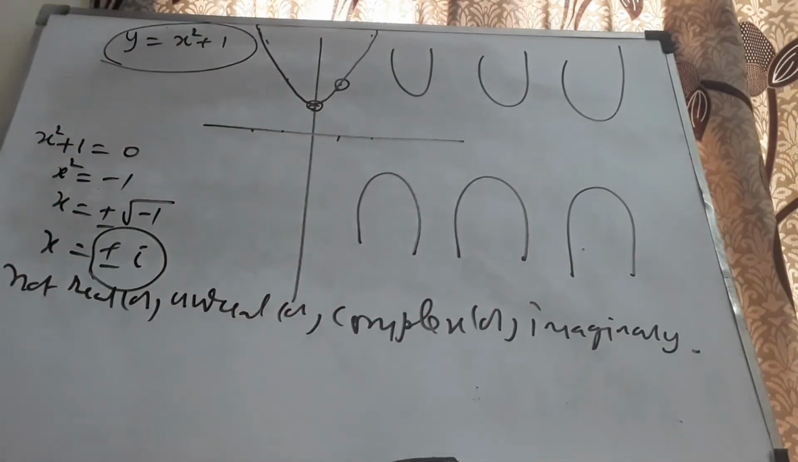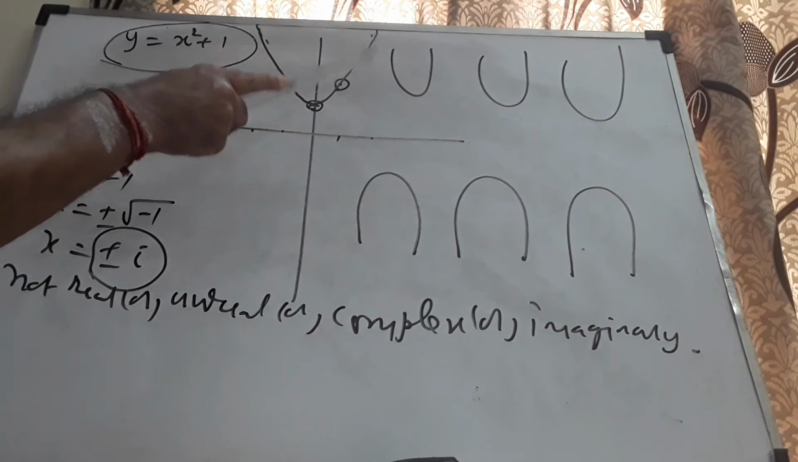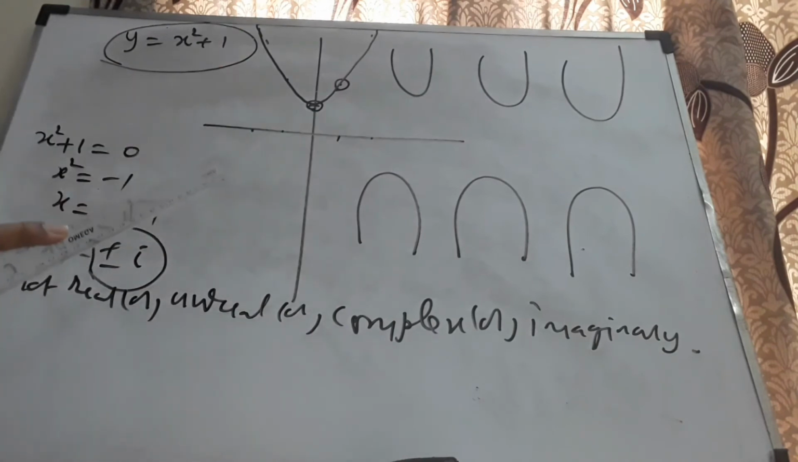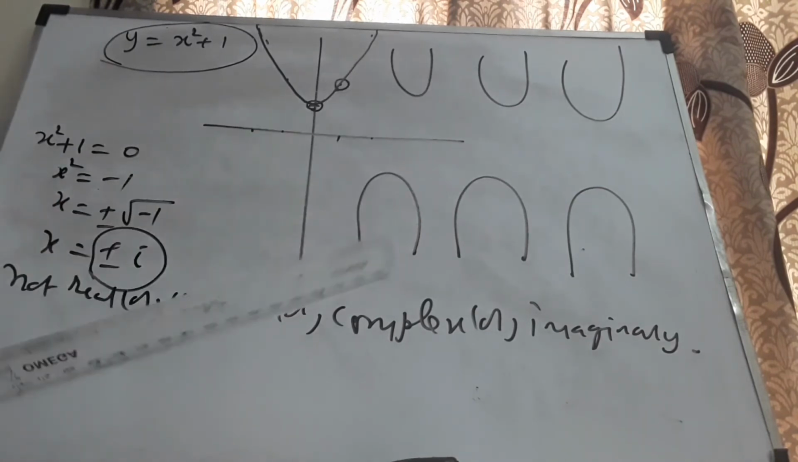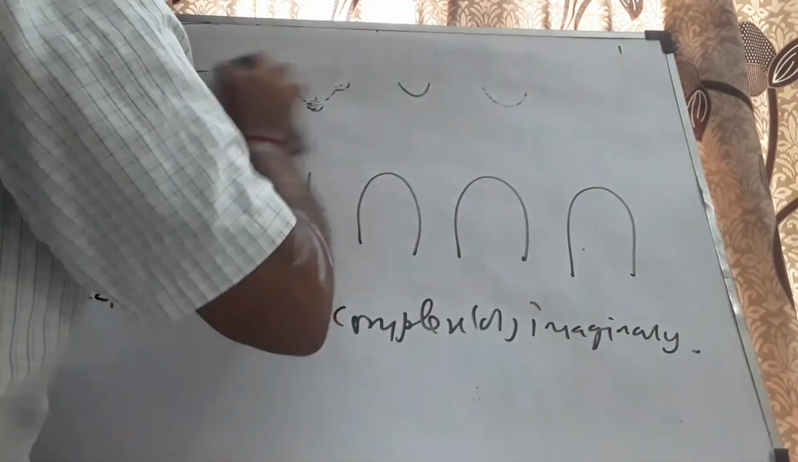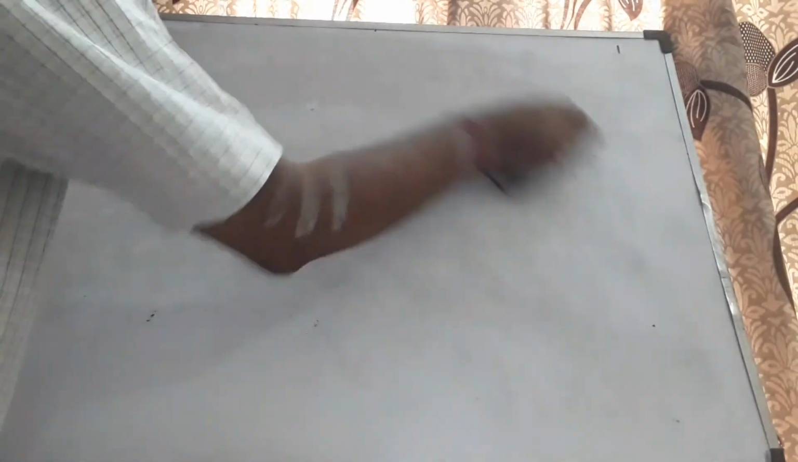Therefore, whenever I think of a quadratic polynomial whose zeros are imaginary, it will not intersect the x-axis at all. Or if I have a graph which does not intersect the x-axis at all, such a quadratic polynomial will have imaginary zeros, no real zeros. That's the meaning. Remember the difference between real zeros which are distinct, real zeros which are equal, and complex zeros. Remember the difference between the three.